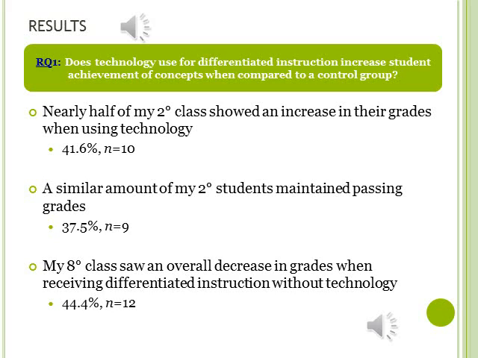A similar amount of my 2nd period students maintained passing grades. So 9 students had passing grades, and that was 37.5% of the class. Now, my 8th period class saw an overall decrease in their grades when receiving differentiated instruction without technology. So 12 students in the class, their grades went down, and that was 44.4% of the students in the class.